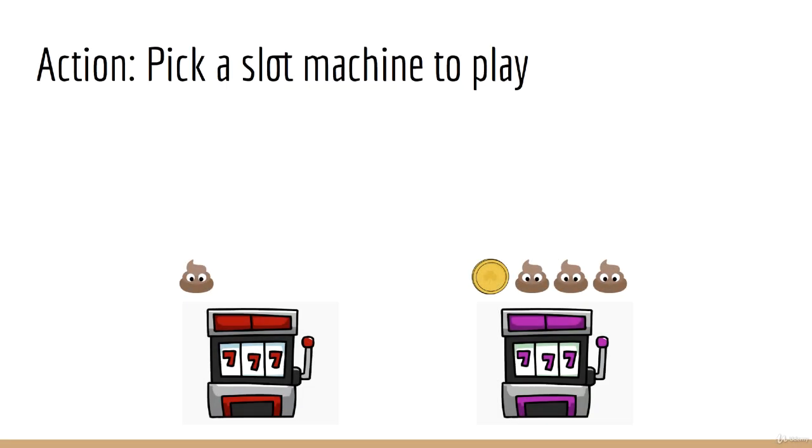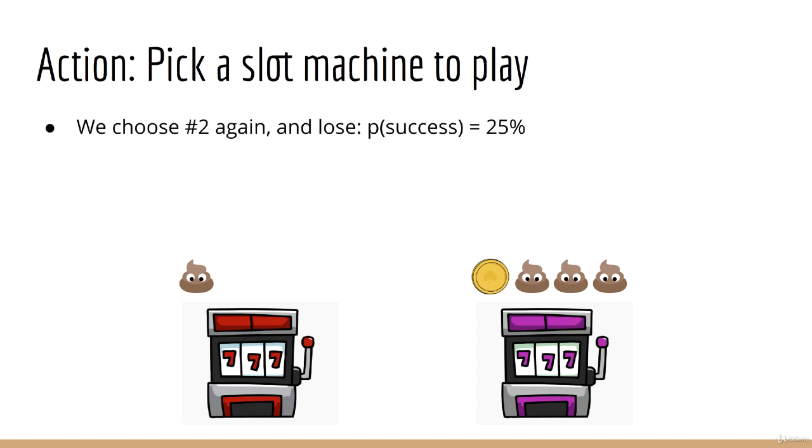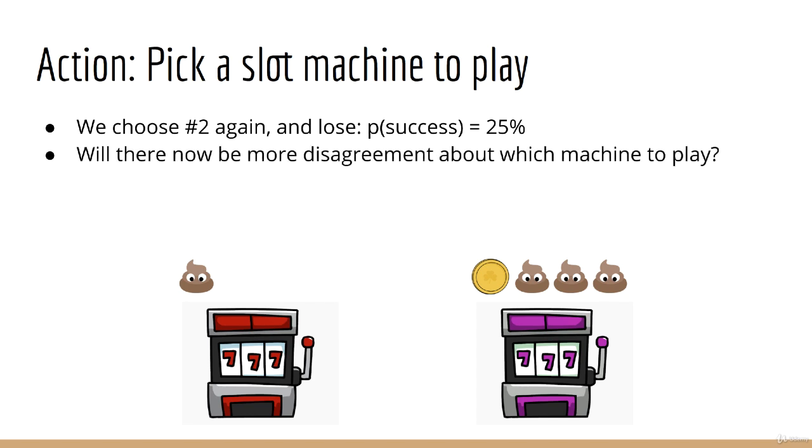So we play machine number 2 again, and unfortunately we lose again. Now we've lost 3 times and won once. So the probability of winning with machine number 2 is 25%. At this point, if I ask you, which machine do you decide to play next? There would be more disagreement about whether to play machine number 1 or machine number 2. And by that I mean relative to the first time we chose machine number 2.